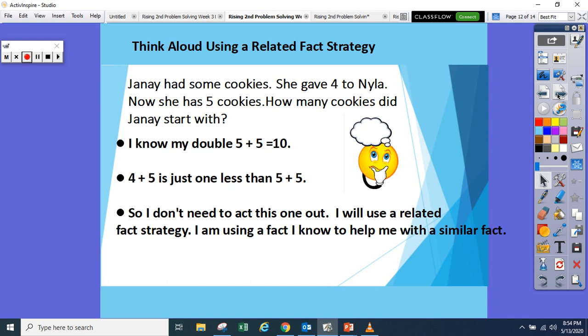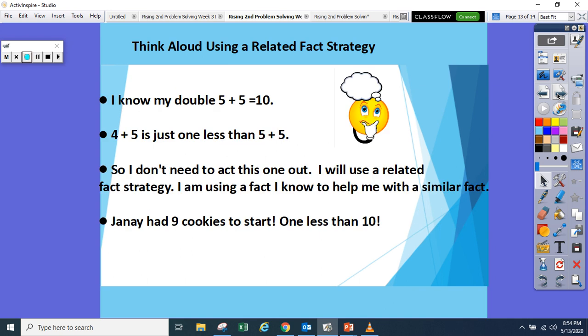So I don't need to act this one out or use counters. I will use a related fact strategy. I am using a fact I already know to help me with a similar fact. Janae had 9 cookies to start, 1 less than 10.